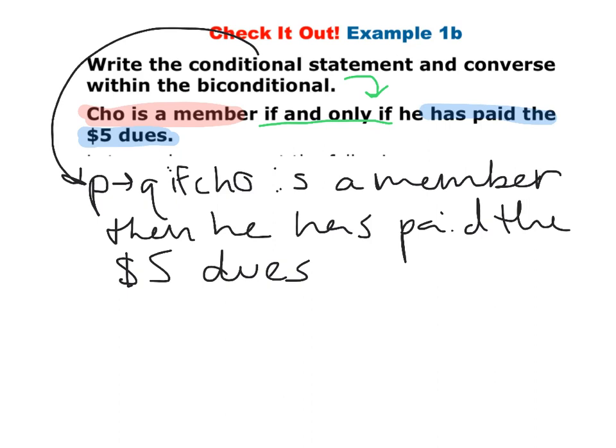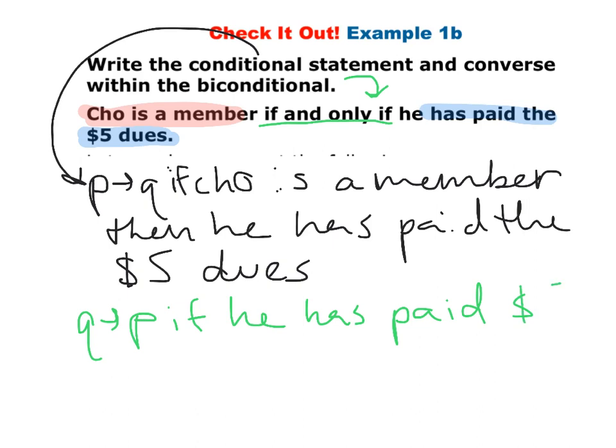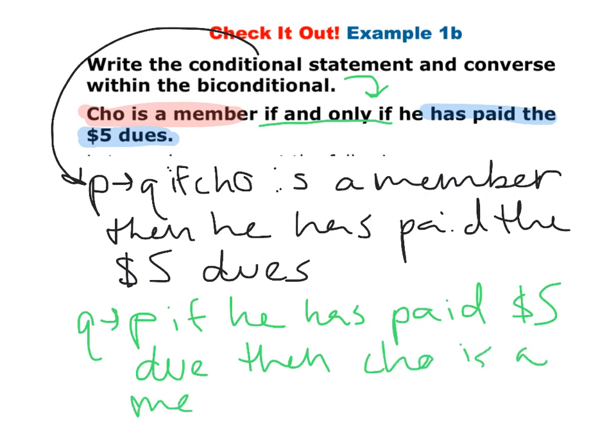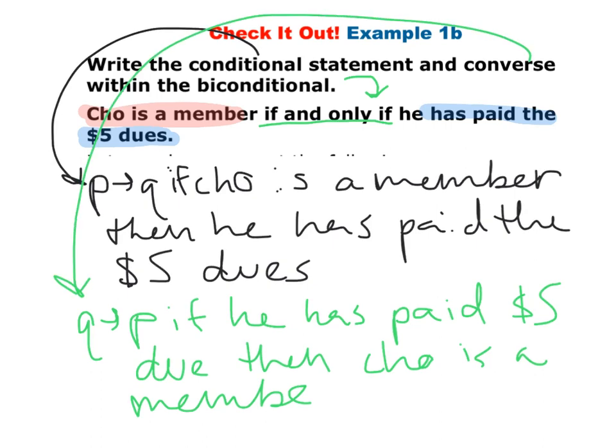Now we write the converse, which we flip the Q and the P. So if Q, then P. So we write if he has paid the $5 dues, then Chow is a member. So we're taking the biconditional and splitting it up into a conditional statement and the converse statement.